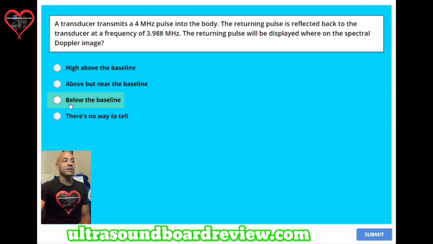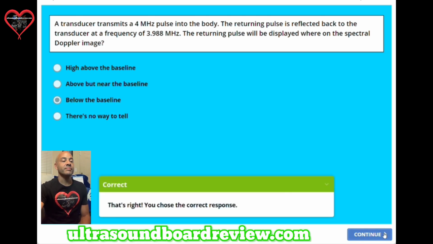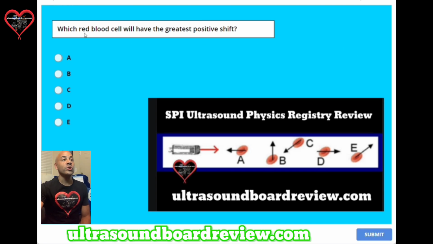The answer is C, below the baseline. Question 8. Which red blood cell will have the greatest positive shift? A, B, C, D, or E? The answer is A, because the cosine of this red blood cell will be 1.